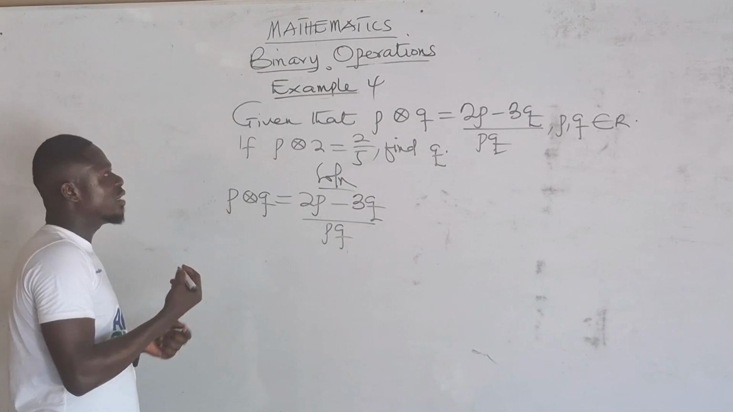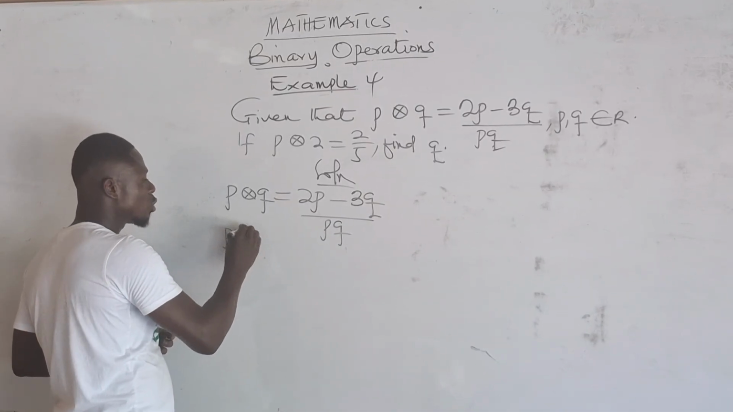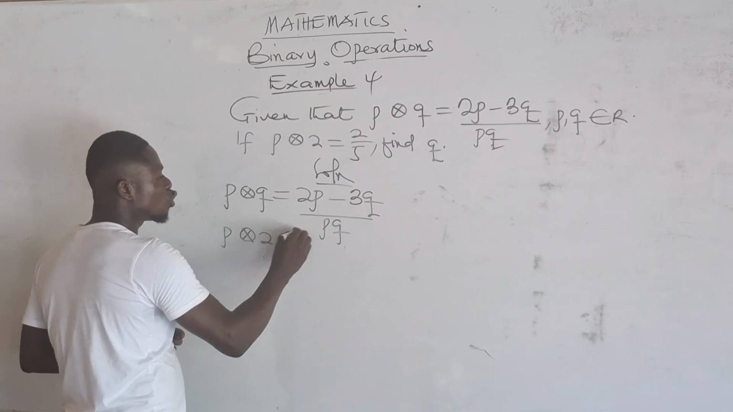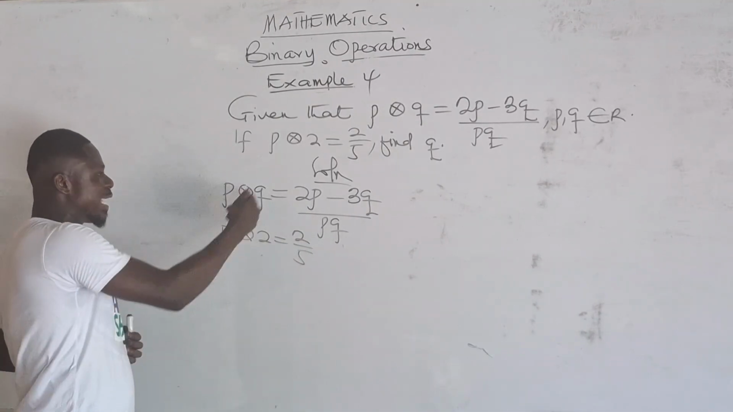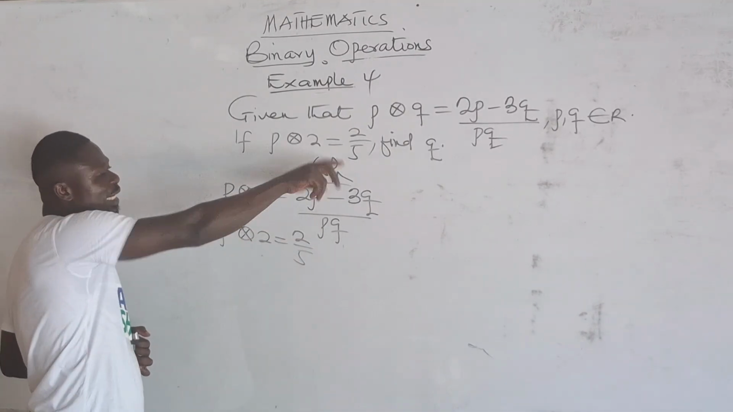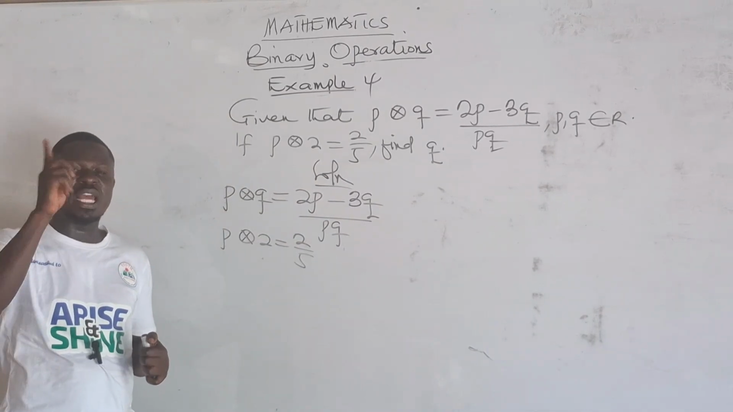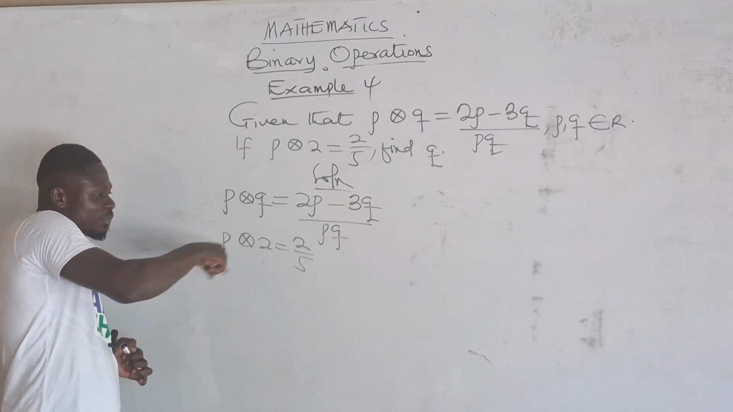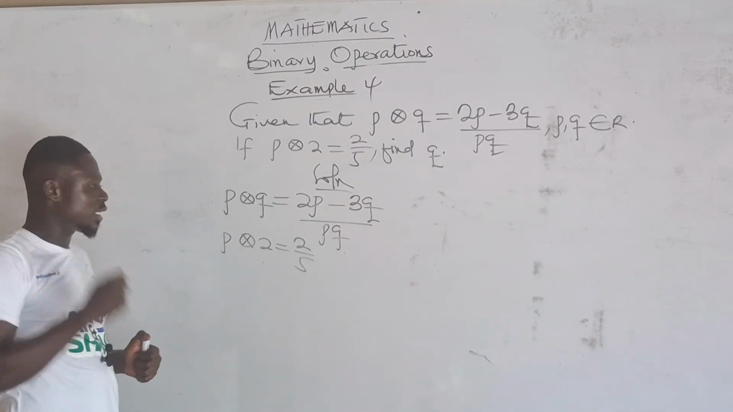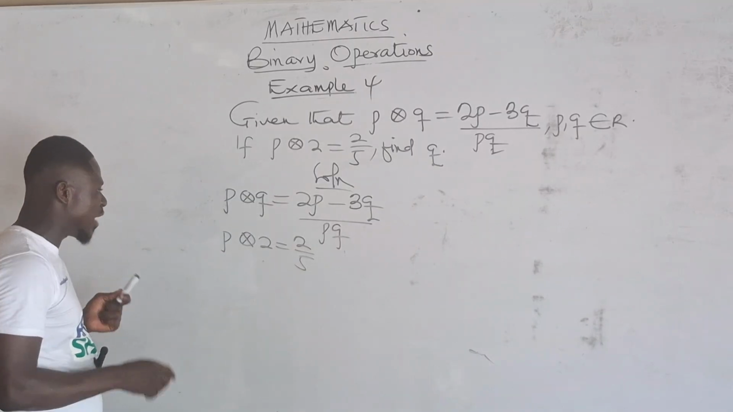Now, we have been given thus P operated on 2 is equal to 2 on 5. What it means is that when P and 2 are substituted into this, the answer will be 2 on 5, only if the P is known. So the missing variable P, the value should be found. And how are we going to obtain such a value?